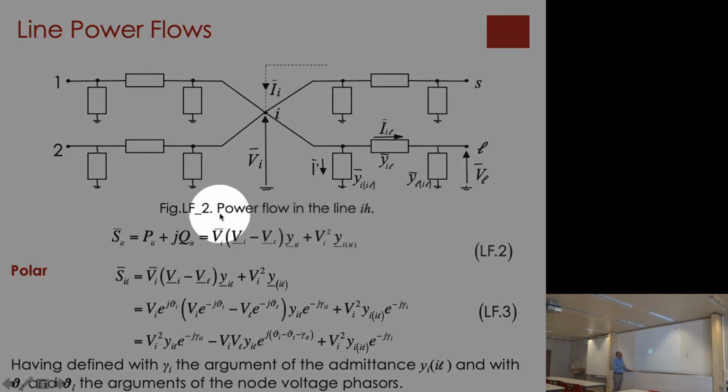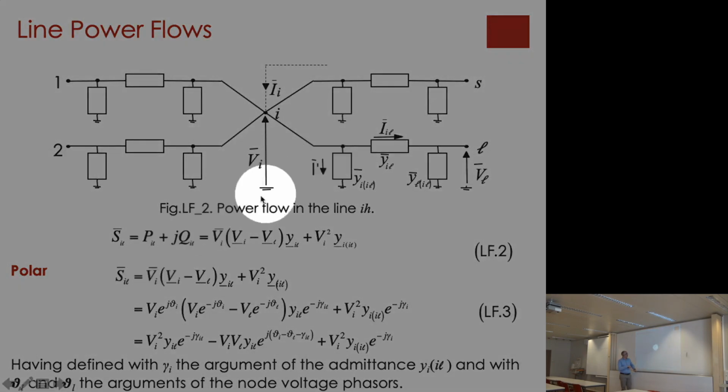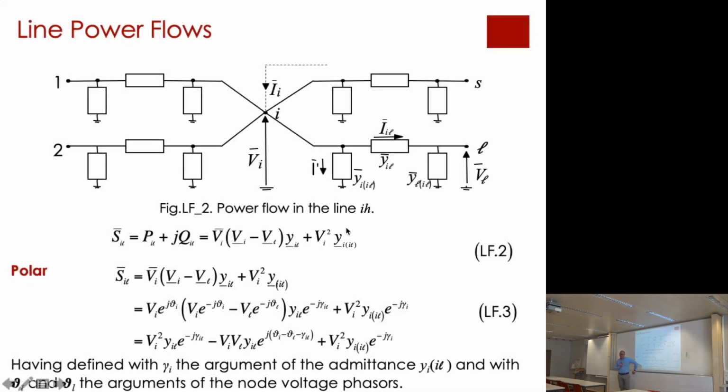If you write this equation on the port L, pay attention that you get a different formula, because here the voltage will be VL, okay? And here it will be VL minus VI, and this will be VL squared. So the flow of power from I to L is not the flow of power from L to I. Okay, don't make this trivial mistake.